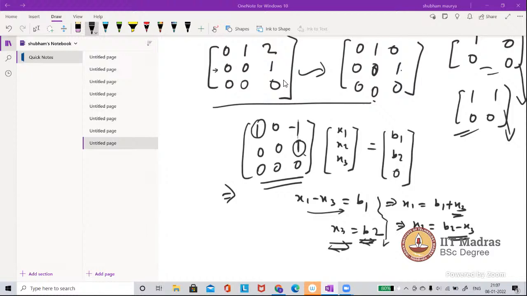Sir, in this question, in the given example, in the adjugate matrix, we have to find the cofactor matrix, right? So in the double adjugate, we follow the same rules. So you find the adjugate matrix.